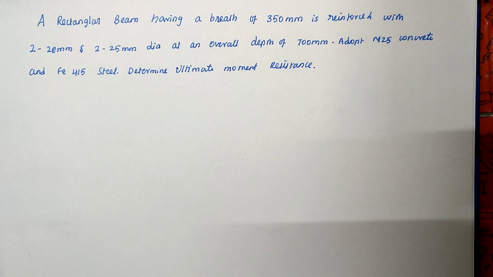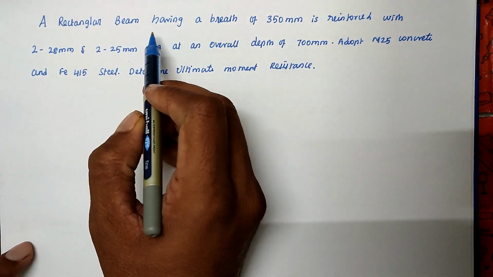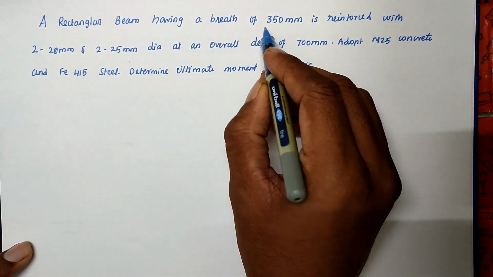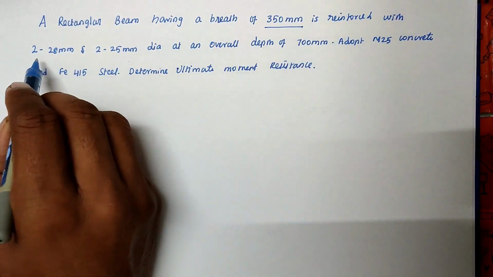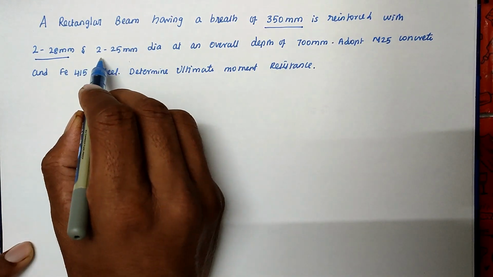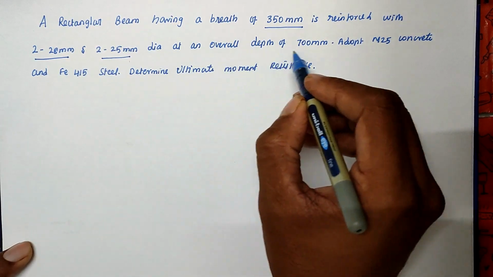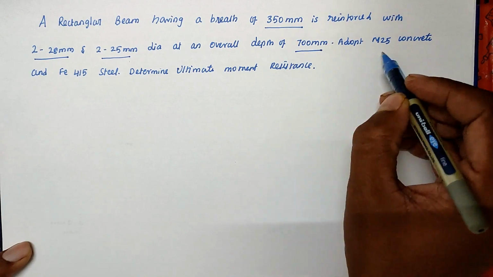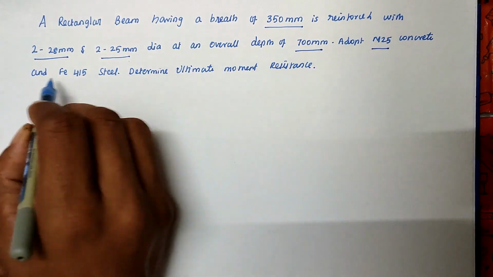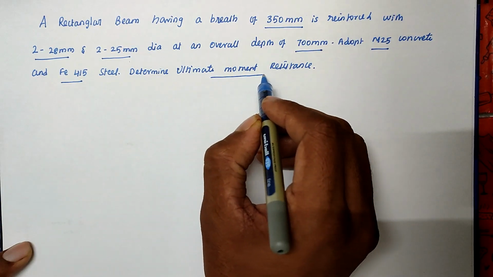Today we are going to see a problem related to the design of reinforced concrete elements, in the topic of singly reinforced beam. The problem is: a rectangular beam having a breadth of 350 mm is reinforced with two numbers of 28 mm dia bars and two numbers of 25 mm dia bars at an overall depth of 700 mm. Adopt M25 grade concrete and Fe415 steel. Determine the ultimate moment of resistance.